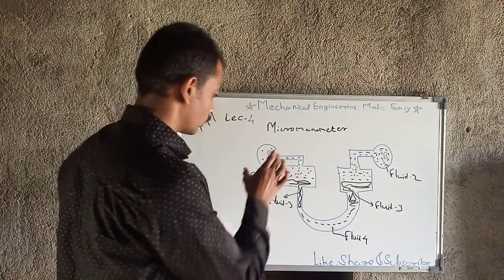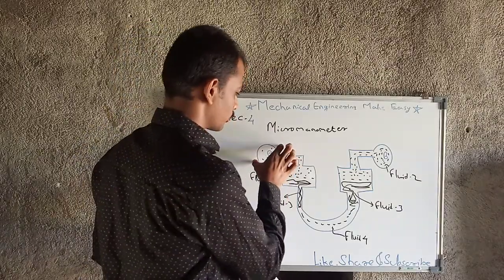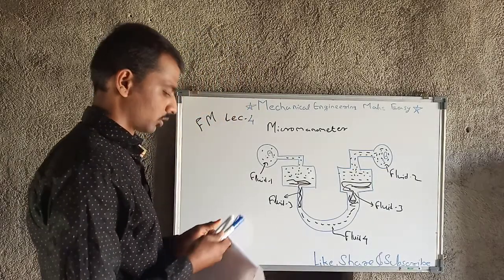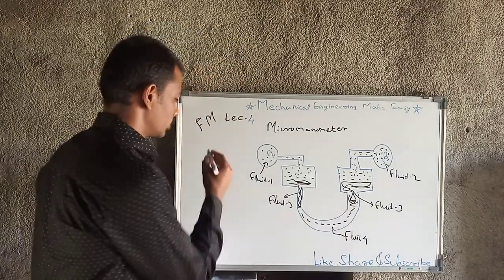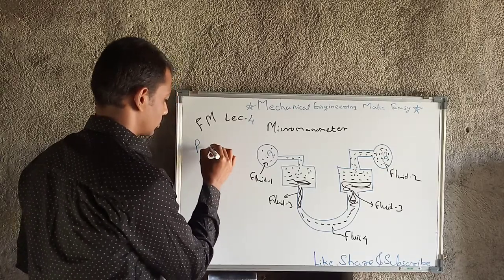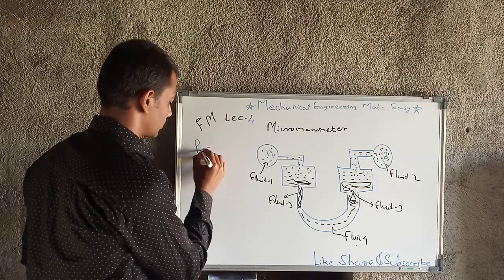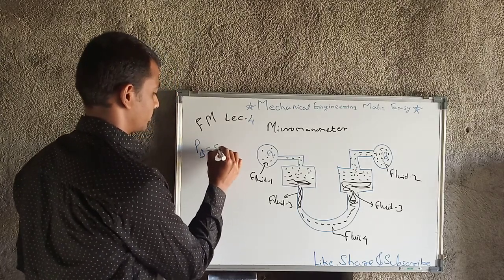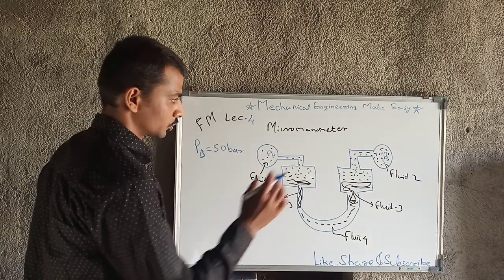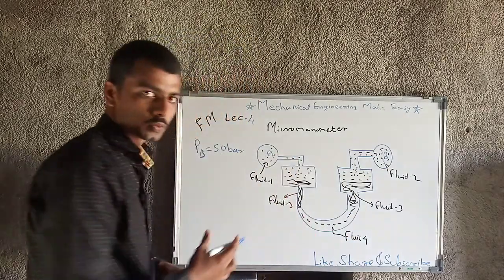So in this, what is the case? If we are going to measure the pressure of A, then we measure that pressure with respect to the pressure of B. Okay, means you can assume the pressure of B has some known value, say 50 kPa or 50 bar. So according to that we are going to measure the value of A.